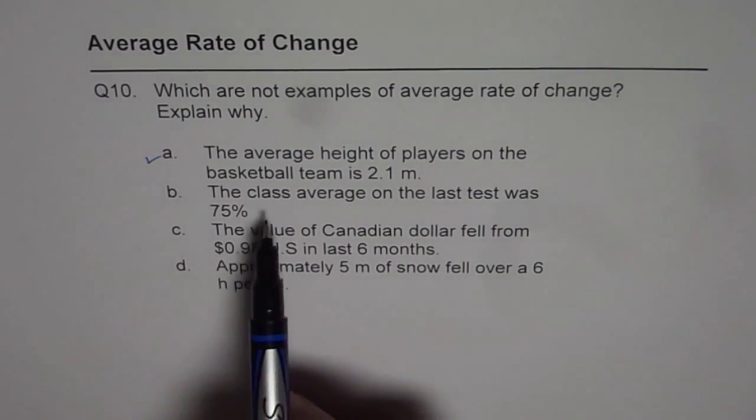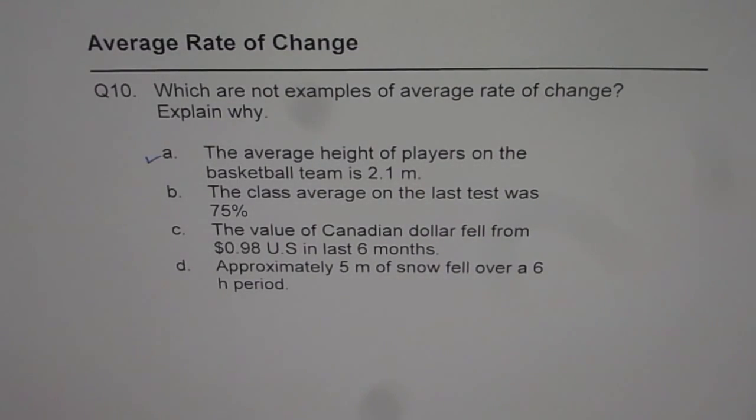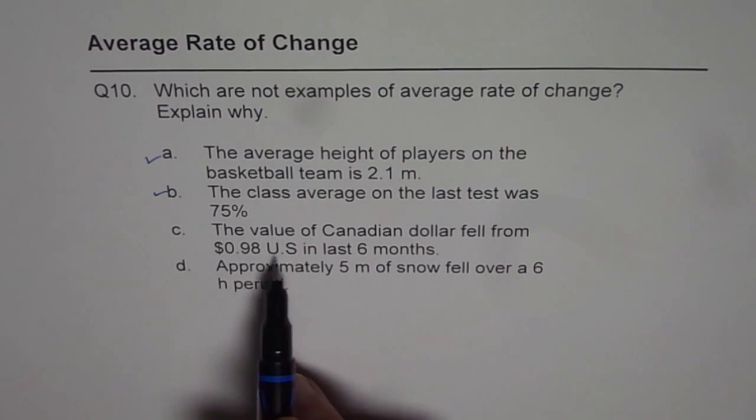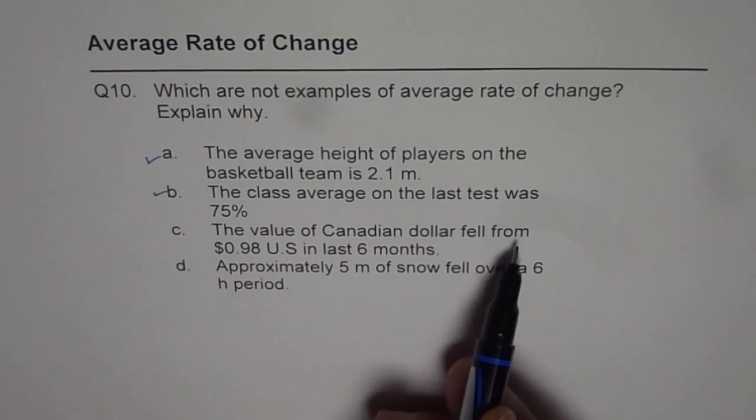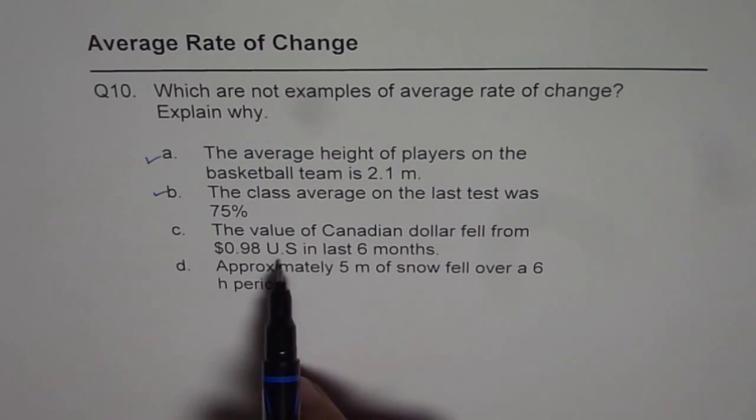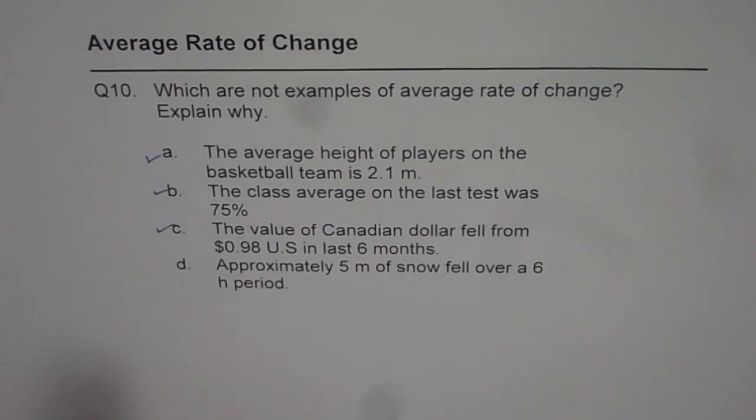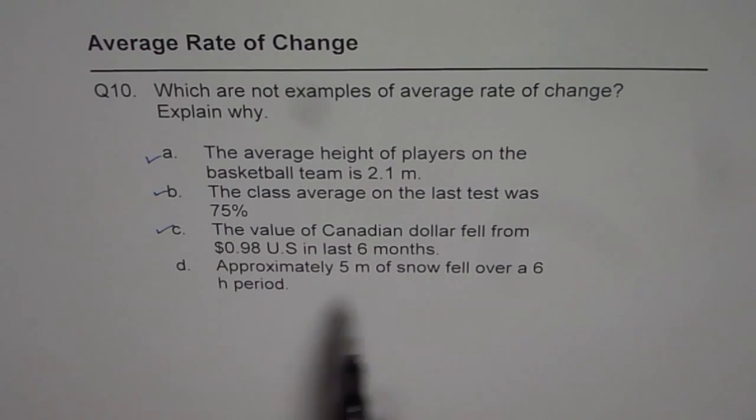The next one is the class average on the last test was 75. Here also we don't know what is changing over what period. So this is also not an example of average rate of change. C is value of Canadian dollar fell from 0.98 US dollar in last 6 months. But we don't know to which value, fell from this to what, and therefore it also does not represent average rate of change.